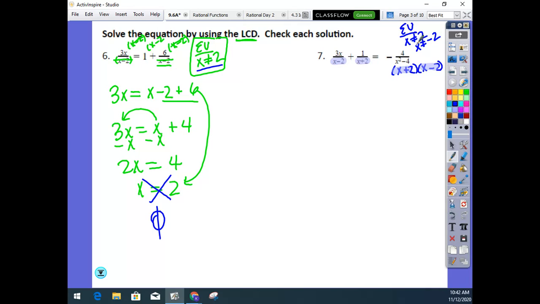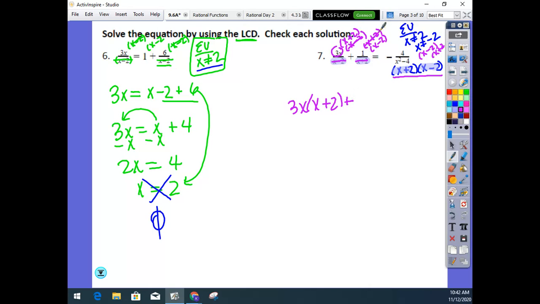So then I need to multiply by the least common denominator. So I multiply everything by x plus 2 and x minus 2. Because I need to cancel both of them over here, that's why I multiply each piece by that common denominator. It kind of gets a little squished in here, so sorry for not giving you enough space on your worksheet. The x minus 2 cancels, but I'm still left with 3x times x plus 2.